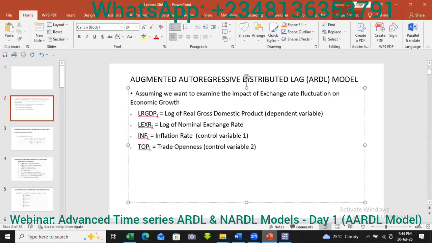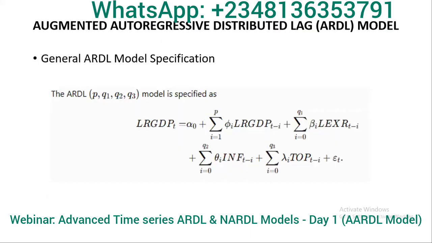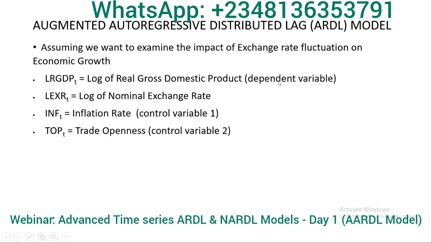So here, let's deal with the theoretical exposition. Let's assume that we want to examine the impact of exchange rate fluctuation on economic growth. Here we have the dependent variable, real GDP in log form. That is our dependent variable.